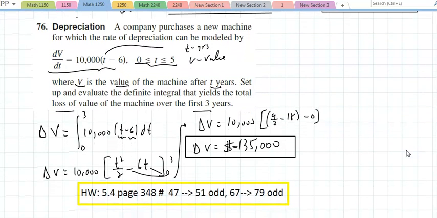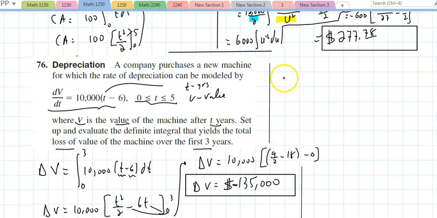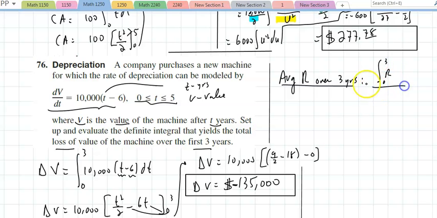The rest of the homework is on page 348. You're going to do 47 to 51 odd and 67 to 79 odd. Just a quick reminder before I go, since I didn't see any problems that I could elaborate on as far as average. If I want to know the average income, the average revenue over 3 years, I will integrate the revenue over 3 years. That will give me the total. And I'll divide it by 3.